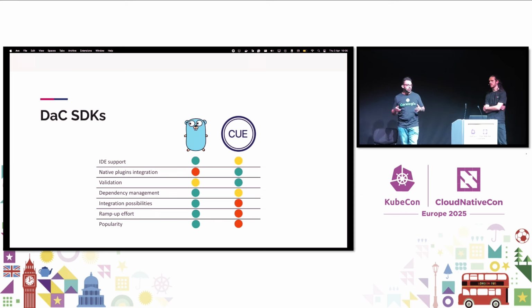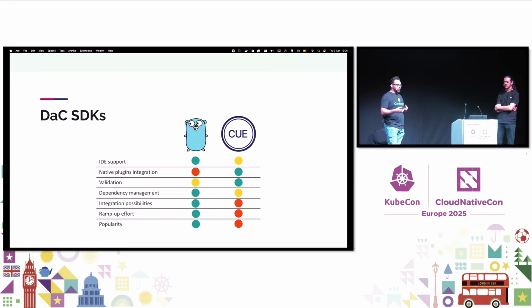And the other option is you can use the two flavors of SDKs we are offering, the Golang SDK or the CUE SDK. We have pros and cons in each one. On the Golang side, you leverage all the power of Golang you have. You can leverage the ecosystem, the unit testing, and everything that we have in Golang.